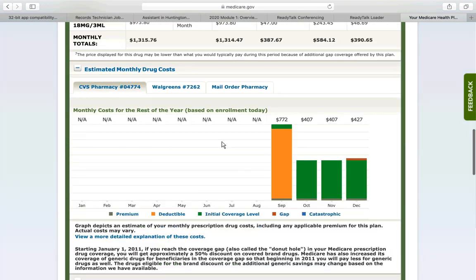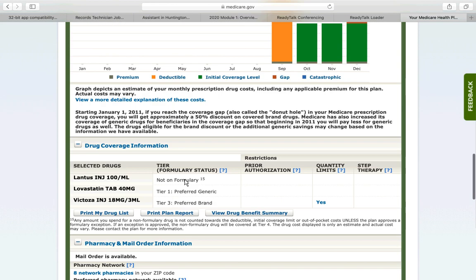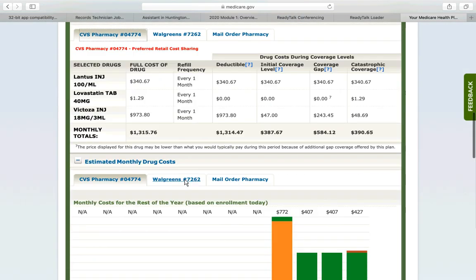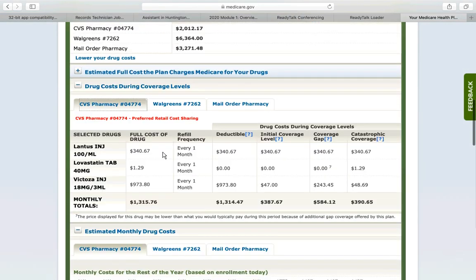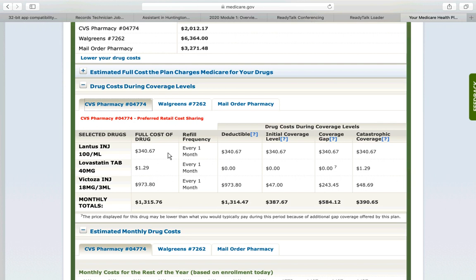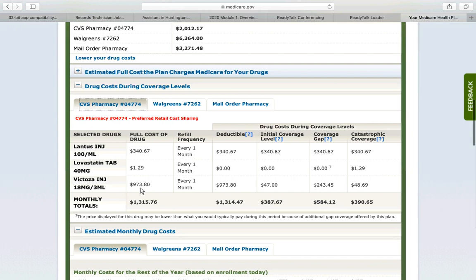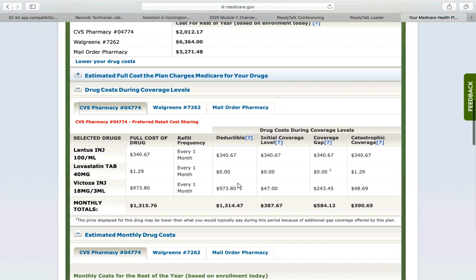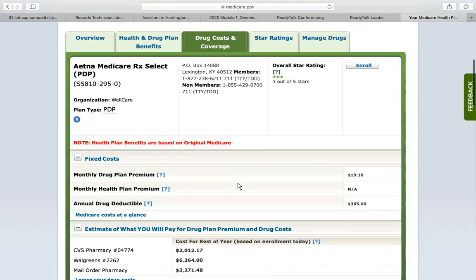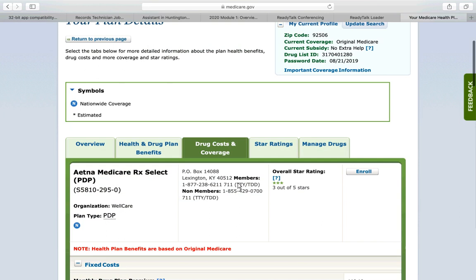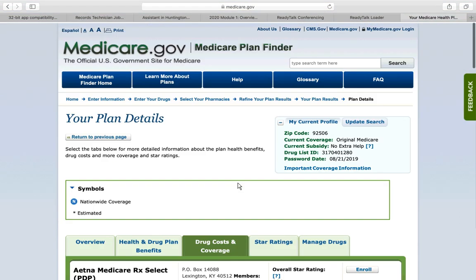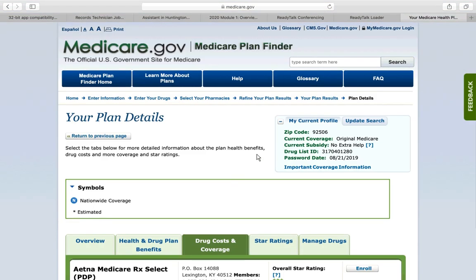Not on formulary. Okay. This means that they're going to have to submit authorization for this medication in order for it to be covered. The lovastatin has a $0 copay, and looks like the Victoza is also not covered, which also means that they're going to have to submit authorization to get this drug covered. Okay. Now, you notice that the Aetna premium is very low, right? Well, the result of it being very low is that these high-cost medications are not going to be covered.